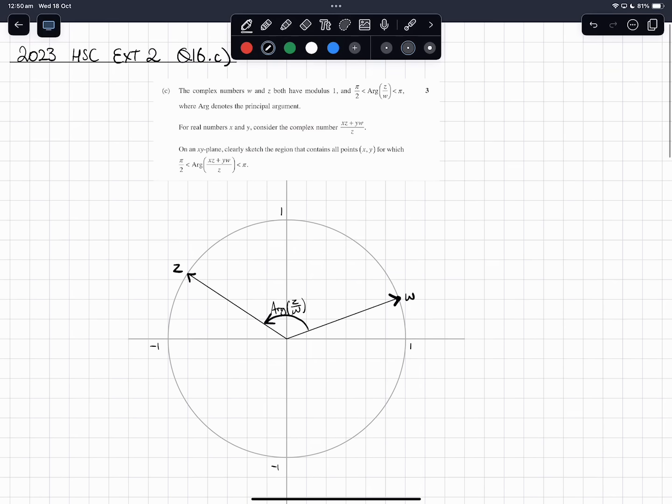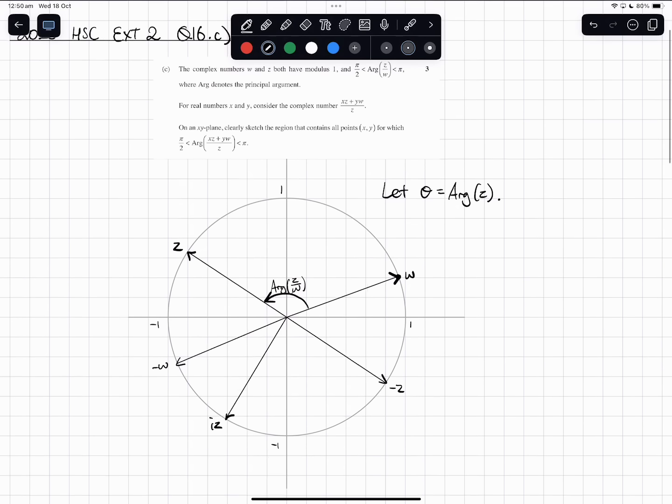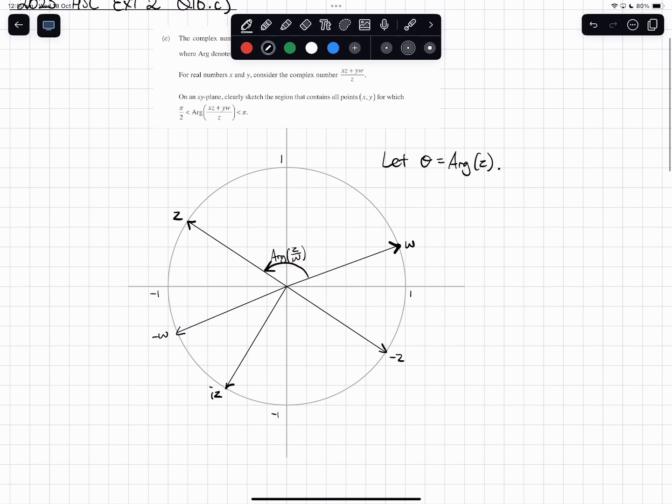Okay, so at this point I'm going to let theta equal the principal argument of z, just to clean up some algebra later on. So this angle here is theta, and I'm also going to extend z backwards to negative z here, and also w to negative w here, and z rotated by pi on 2, it's perpendicular, to iz over here. And now it will become apparent why I'm doing that very soon.